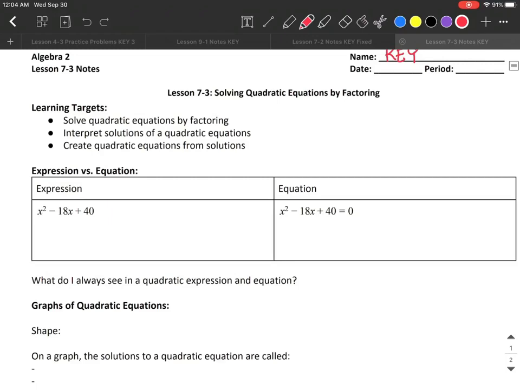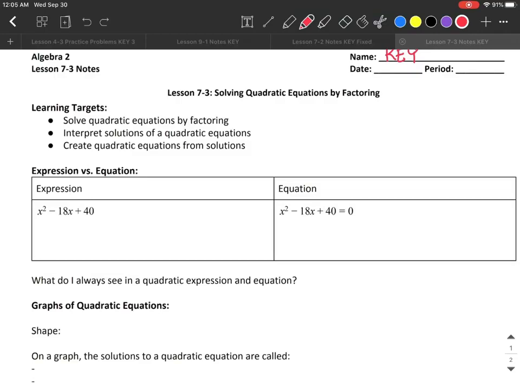In this video, we're going to talk about solving quadratic equations by factoring. And the learning targets of this lesson are what the title says exactly, solving quadratic equations by factoring. We're going to be able to interpret solutions of a quadratic equation, and we're going to be able to create quadratic equations from solutions.